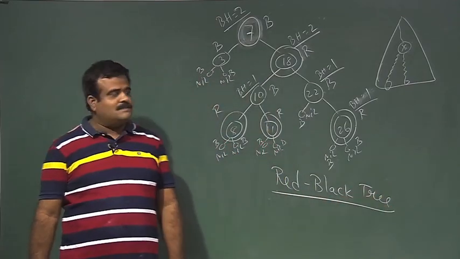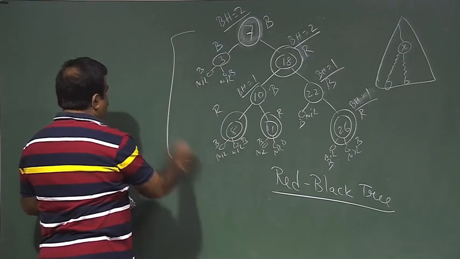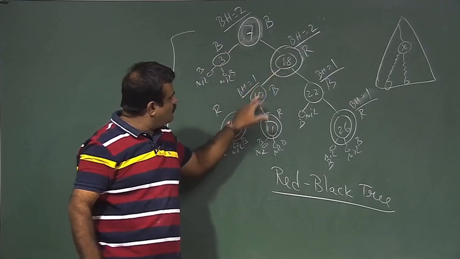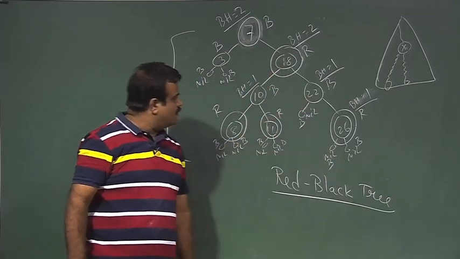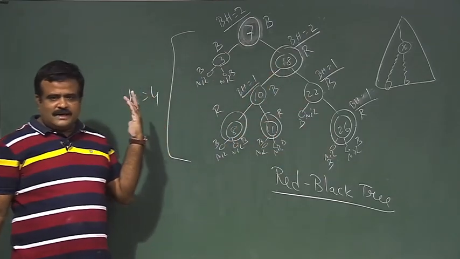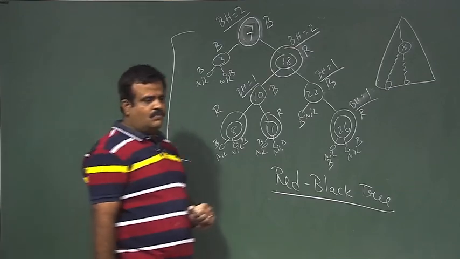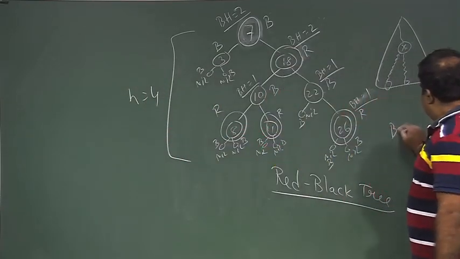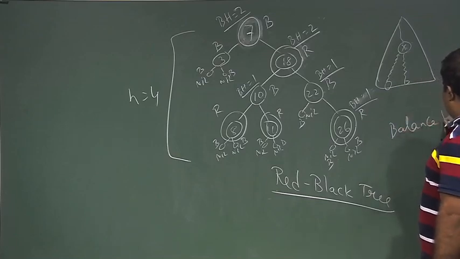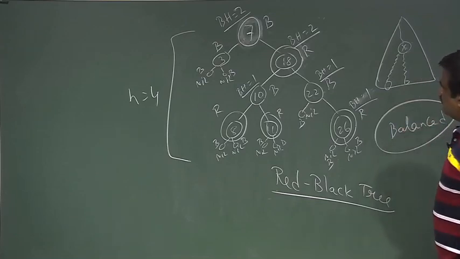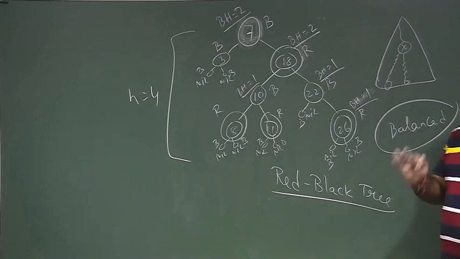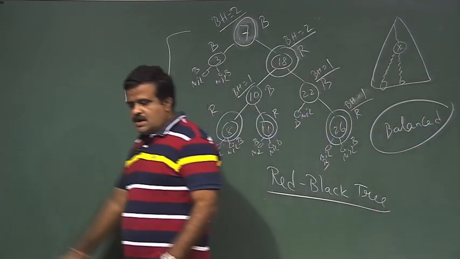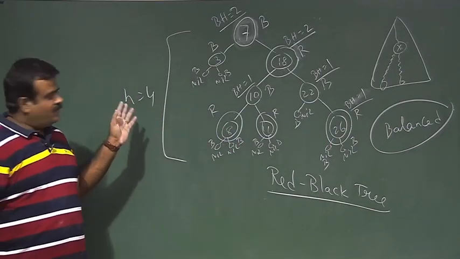Okay. And this is balanced. What is the height of this tree? Height of this tree is 4. And how many elements are there? 1 2 3 4 5 6 7 8. Okay. So, but this is 8. In general we have to prove that this is a balanced tree. So, this tree is balanced. But we need to prove why this is balanced for n nodes. But this is the one example of a red black tree.